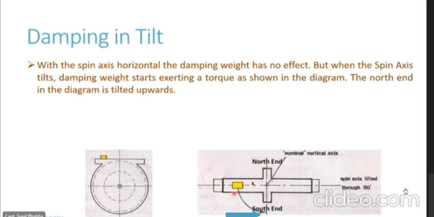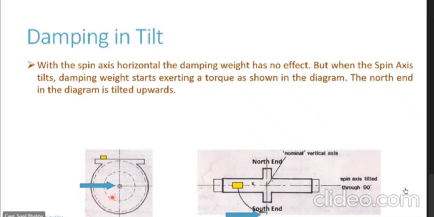Right now in the right hand side diagram, you see the north end is tilted upwards by 90 degrees and the south end is tilted downwards, and this damping weight is trying to apply a torque or a force on the south end of the spin axis as represented by this arrow. So let's show this in diagram number one. You can see the arrow in the left hand side diagram.